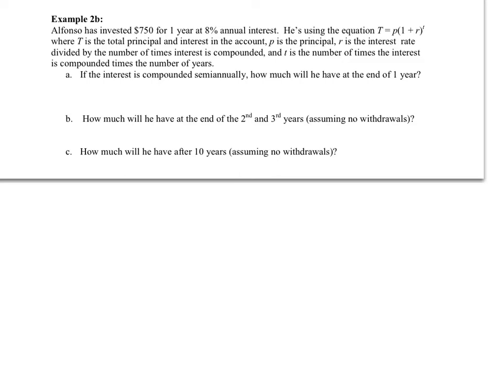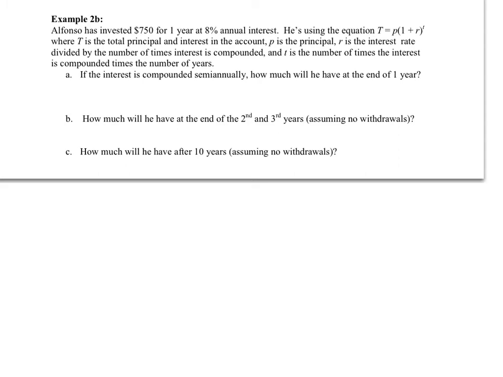He's using the equation T equals P times (1 plus R) to the T, where capital T is the total principal and interest in the account, small p is the principal, R is the interest rate divided by the number of times interest is compounded, and T is the number of times the interest is compounded times the number of years. A, if the interest is compounded semi-annually, how much will he have at the end of 1 year?